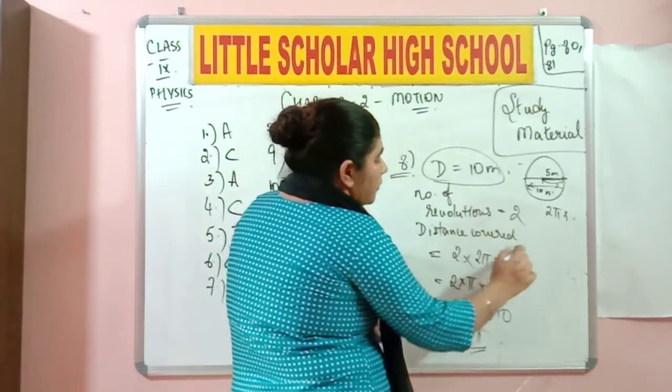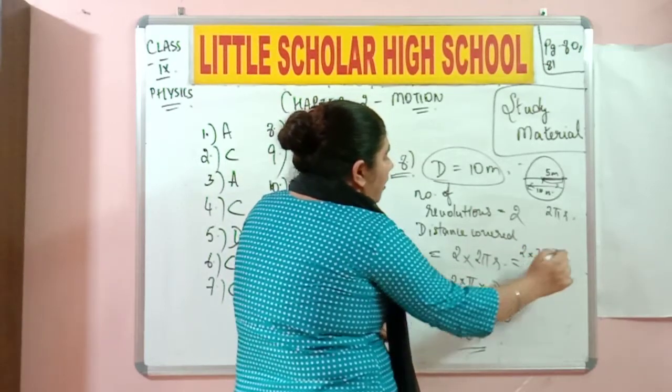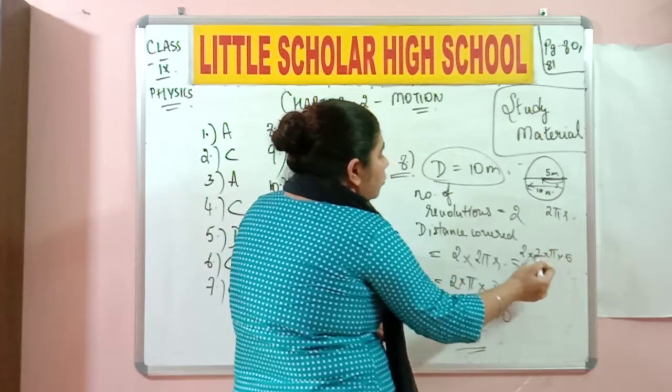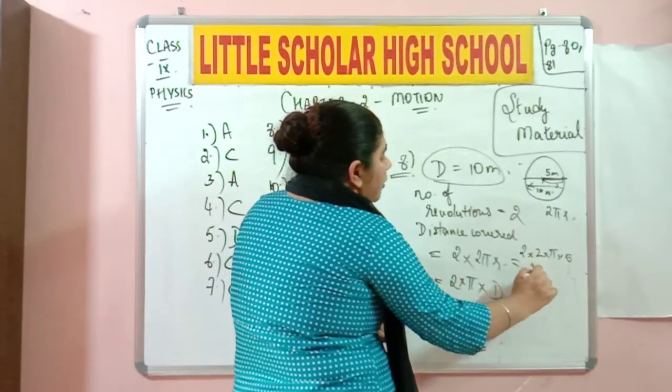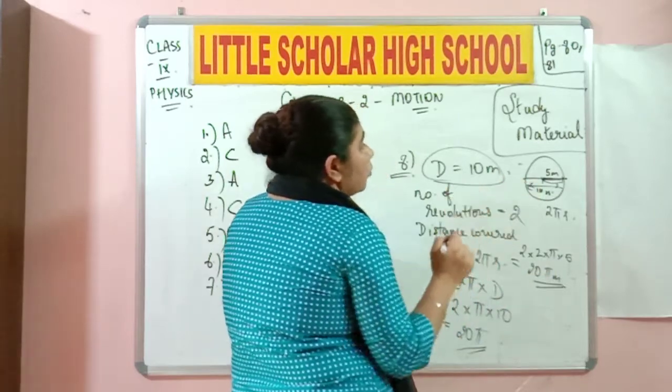2 is the number of revolutions, then 2 into pi over here, then r is nothing but 5. So 5 into 2 into 2 is nothing but 20. So the answer is going to be 20 pi meters. That is the distance traveled by the particle moving inside the circle.